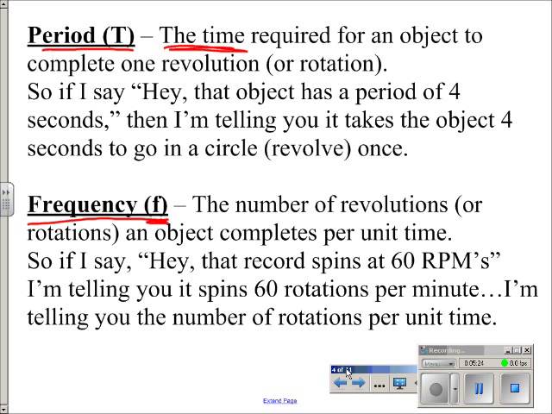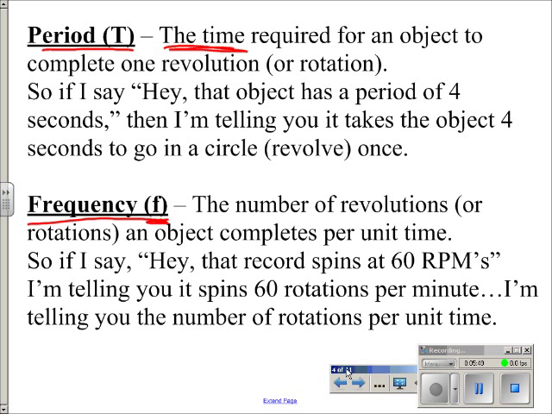Okay? So period tells you how long it takes to go around once. Frequency tells you how often it goes around. It's telling you how frequently it goes around, how many times it goes around per unit time. If it helps you think of it, if I asked you how frequently do you brush your teeth, you might say 2 times per day or 3 times per day, right? So you're telling me how often it happens per unit time. In this case, 60 rotations per minute.